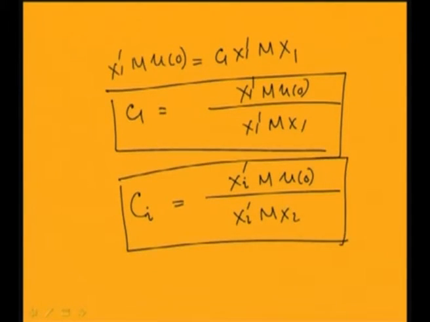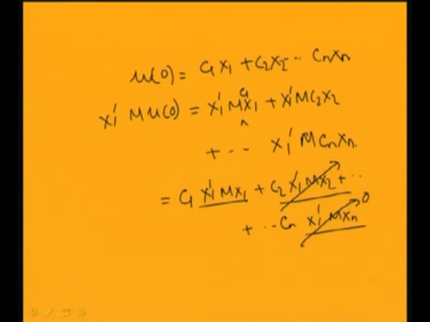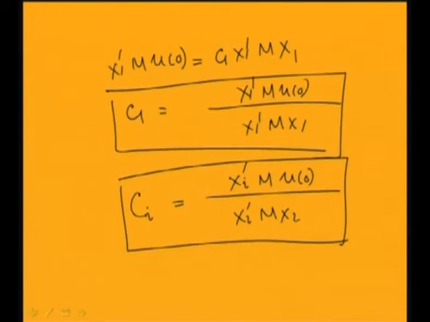Either I can use the m matrix here, or I can use the k matrix. I can pre-multiply by x1 transpose m, or I may pre-multiply by x1 transpose k, and applying the orthogonality principle, Ci can be written equal to xi transpose m u0 by xi transpose m xi, or I may also write Ci equal to xi transpose k u0 by xi transpose k xi.